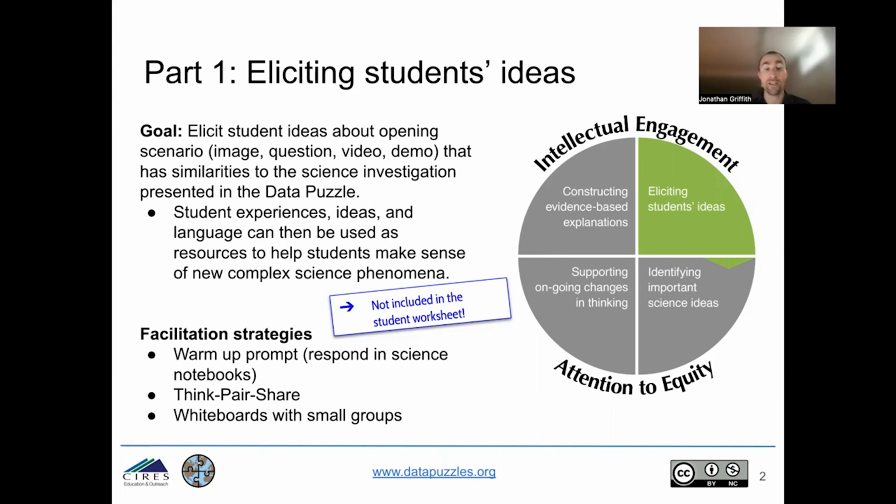And I just want to pause quickly and tell you that this part is not included in the student worksheet. It's meant to be facilitated in a way that fits your classroom. And so we've had a number of data puzzles teachers facilitate the opening scenario using it as a warm-up prompt where students respond to the prompt in a science notebook, getting students together in pairs to facilitate it using the think, pair, share strategy, or getting students in smaller groups with whiteboards to respond to the opening scenario. So it's up to you, the facilitator, to decide what's best for your classroom.